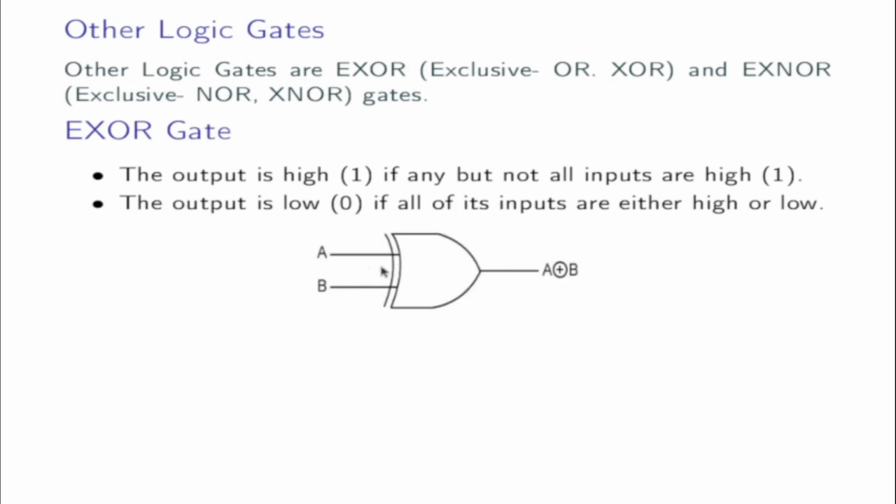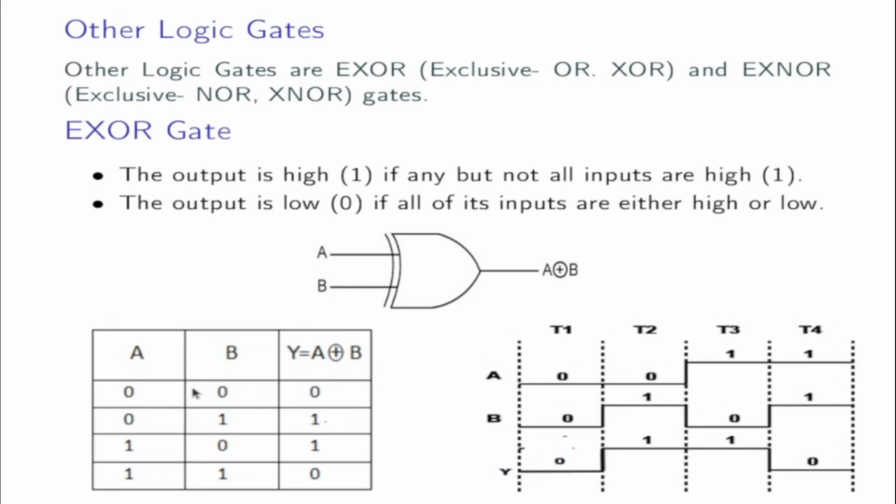So this is the symbolic representation of the XOR gate. A and B are the inputs. A XOR B is the output. This is the truth table and this is the timing diagram. Here the output is high when either one of the inputs is high, and the output is low when both the inputs are low or both the inputs are high. This is the exclusive OR gate.